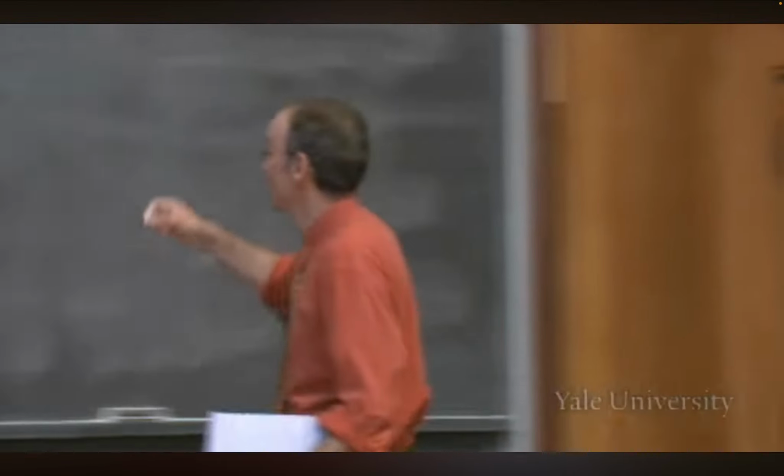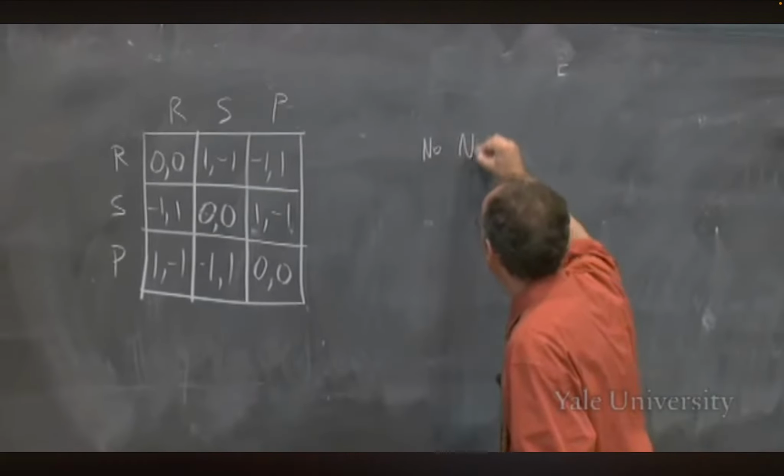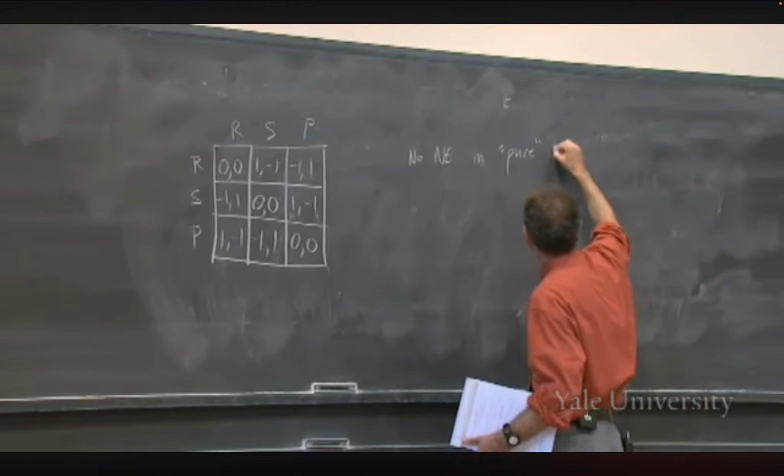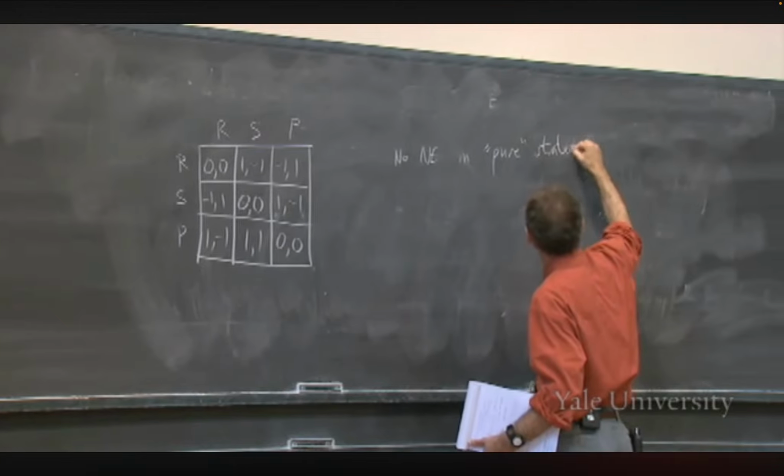This is a very simple game, rock, paper, scissors, but it's pretty obvious, I hope, that pure strategies in this game are probably not enough to model it. In particular, I claim, and if necessary will prove, that there is no Nash equilibrium in pure strategies, in the strategies we've been looking at up to now. From now on I'm going to use the term pure strategies to mean the strategies we've been looking at so far.